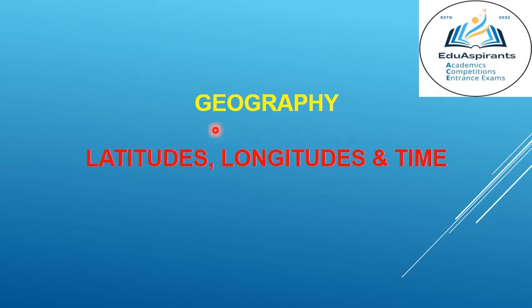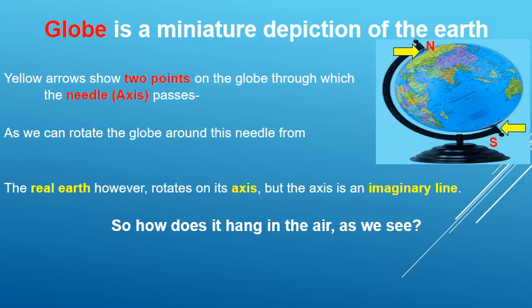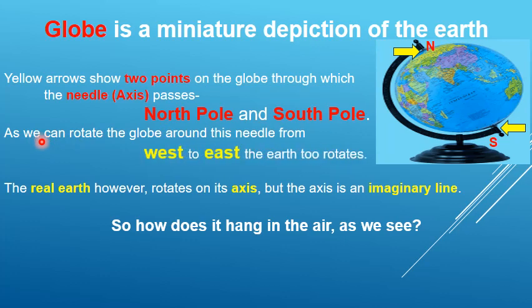In this series of videos on geography, let us see what we have for you in latitudes, longitudes, and time. The globe is a miniature depiction of the Earth. Yellow arrows show 2 points on the globe through which the needle, that's the axis as we see here, passes. The North Pole is depicted by N and the South Pole by S. As we can rotate the globe around this needle from west to east, the Earth too rotates like this.